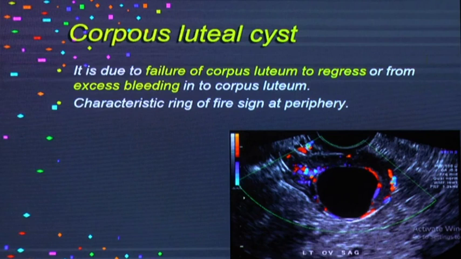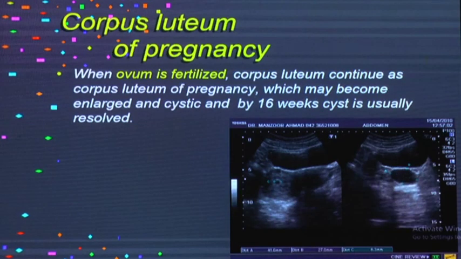Corpus luteal cyst is due to the failure of the corpus luteum to regress or from excessive bleeding into the corpus luteum, and a characteristic ring of fire may be seen on the Doppler while evaluating a corpus luteal cyst.